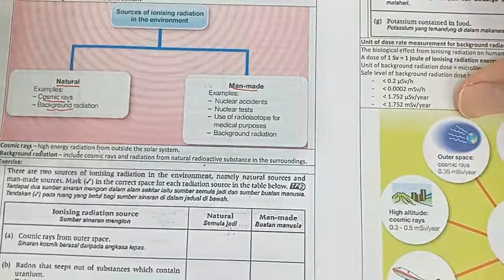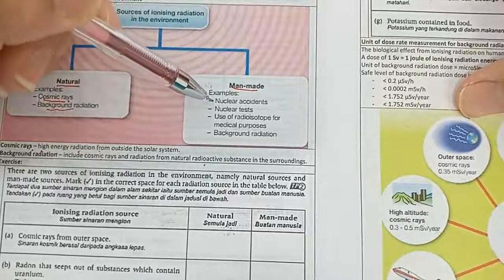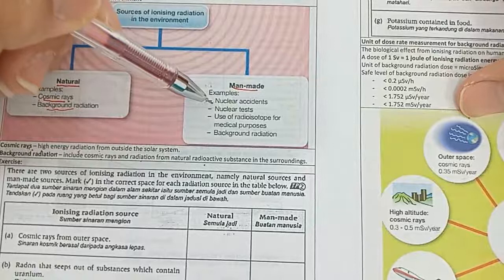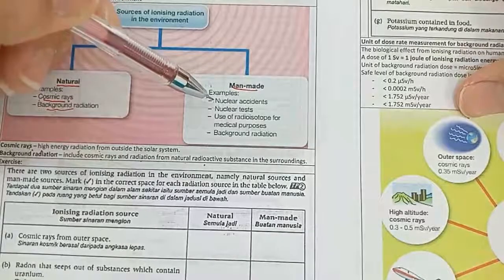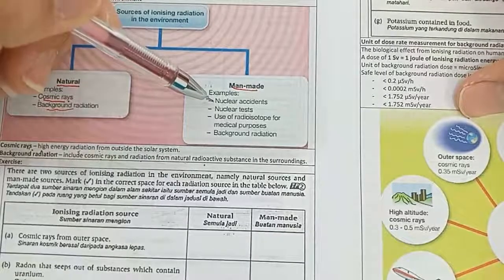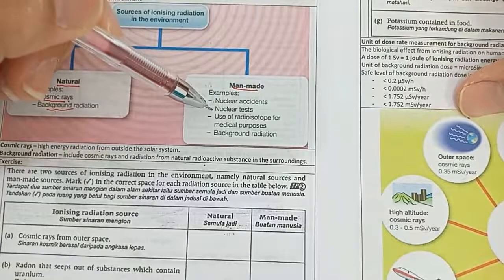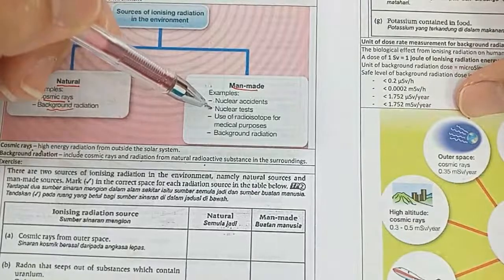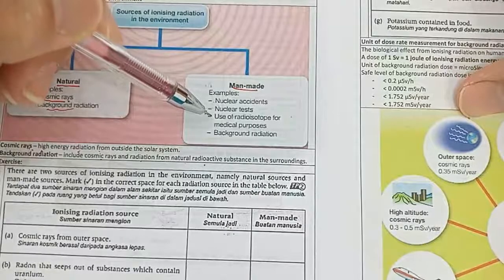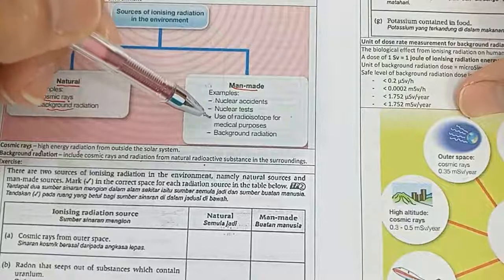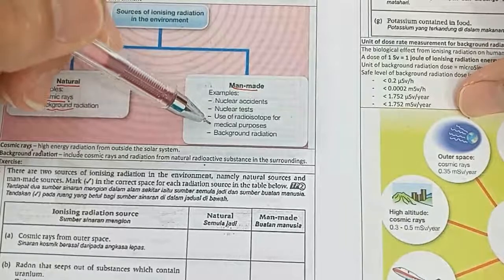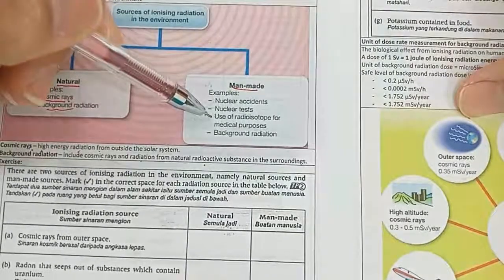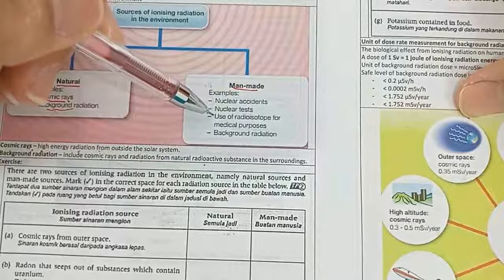Okay, so next is man-made. For example, is nuclear accident. So nuclear accident is, for example, there's a leakage from a nuclear power plant. Okay, we call this nuclear accidents. Okay, nuclear test. Nuclear test usually refers to testing of nuclear weapon, and then use of radioisotope for medical purposes. So there are a lot of uses for radioisotope. That means unstable nucleus that can produce radiation, radioisotope.